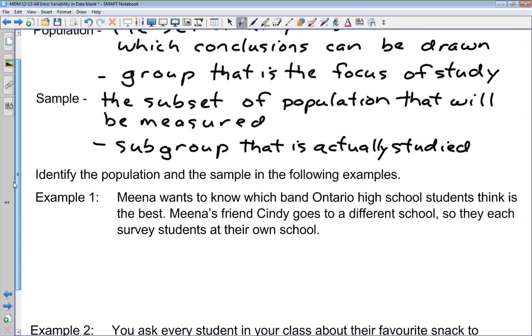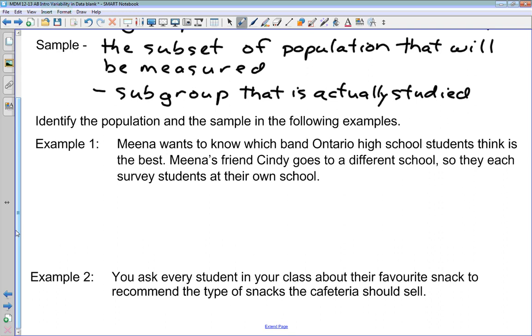So let's take a look at a couple of examples here. In each of these, we want to identify the population and the sample. Mina wants to know which band Ontario high school students think is the best. Mina's friend Cindy goes to a different school, so they each survey students at their own school. We want to know what is the population and what is the sample. In this one, I think the population is pretty clear. Who do they really want to know about? Ontario high school students.